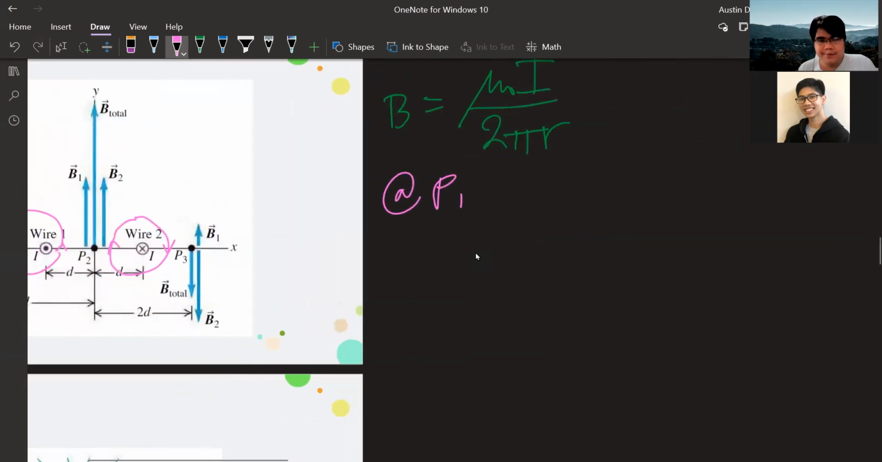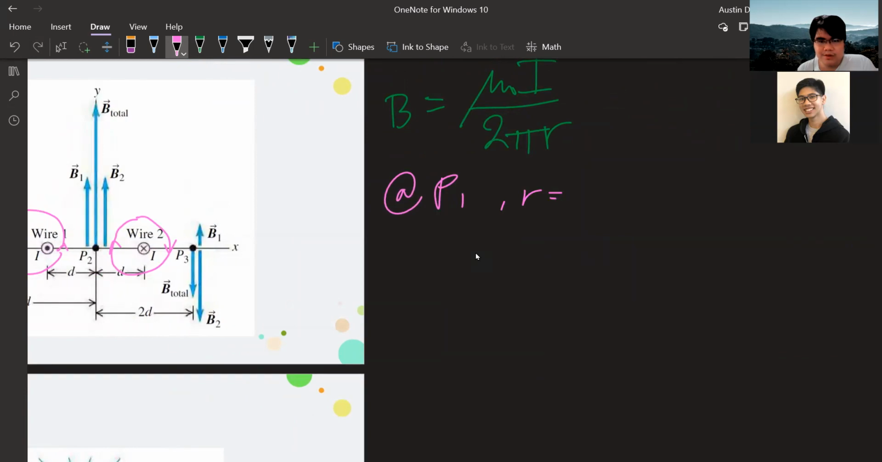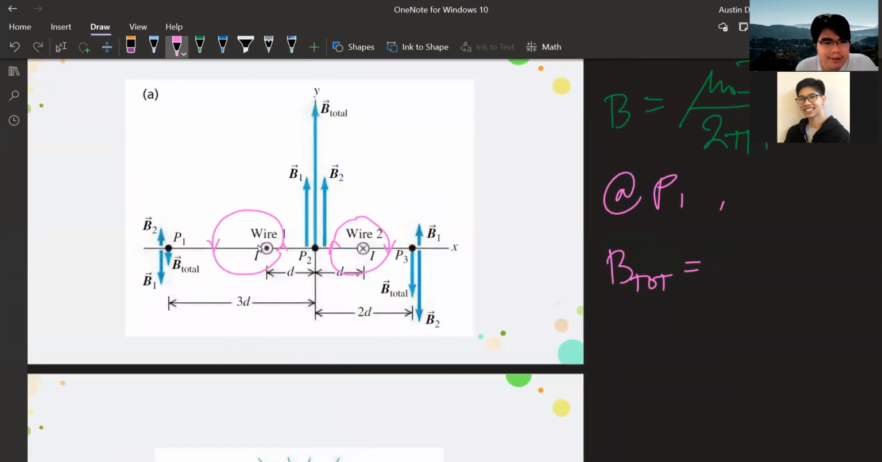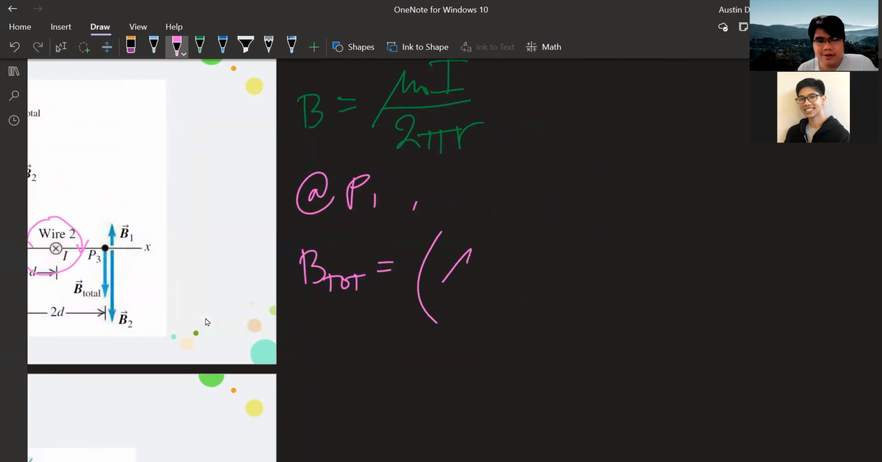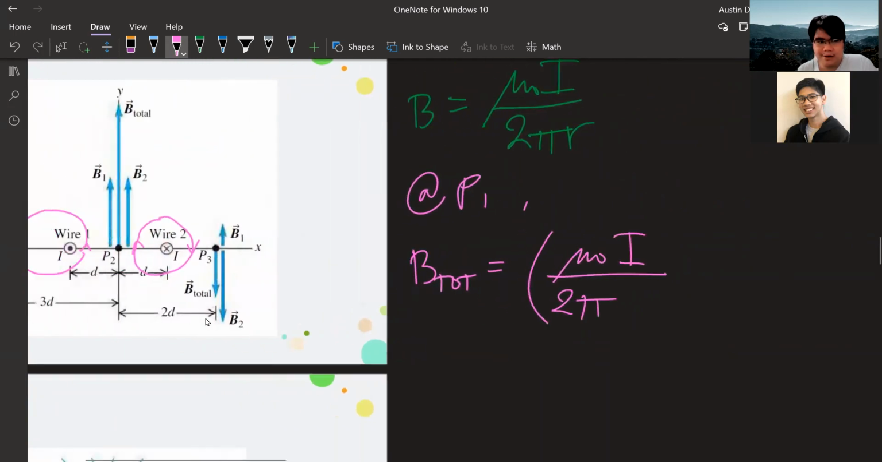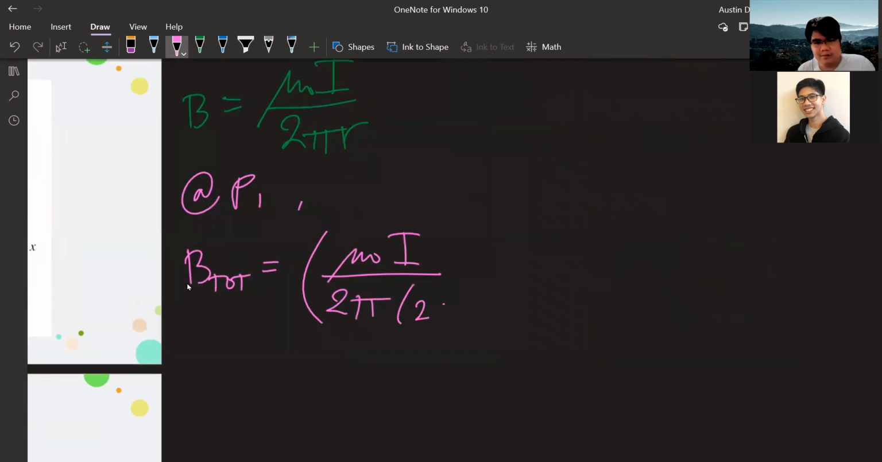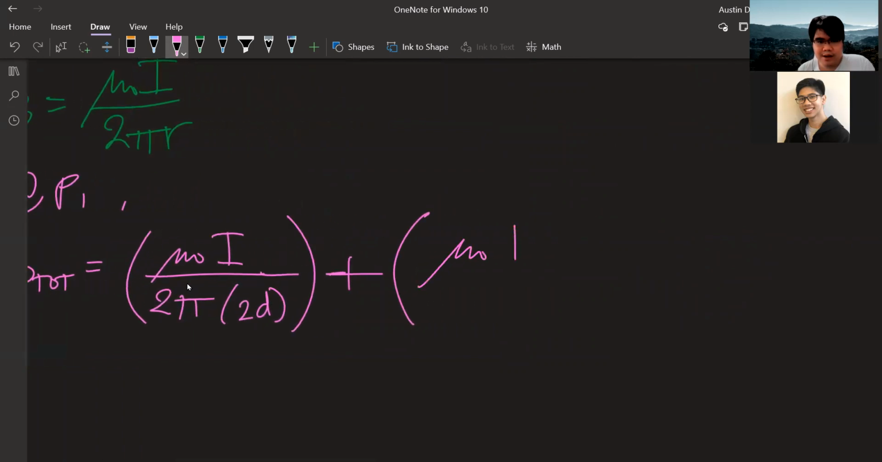At P1, R is equal to Q. So B total will just be adding B1 and B2, contributions ng B1 and contributions ng B2. Okay, for B1, itong wire 1, kita natin by this drawing, napababa yung magnetic field at that point. Therefore, B1 is mu naught I over 2 pi times yung R mo, which is 3D minus D. Okay. Distance from wire to that point. So that's 2D. Okay. And then plus the contribution of the other one, which is mu naught I over 2 pi.